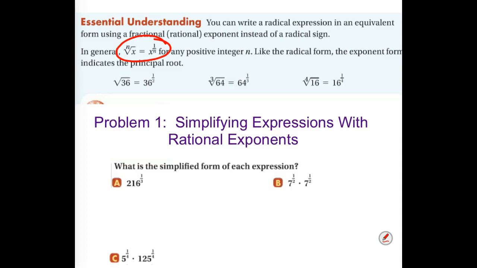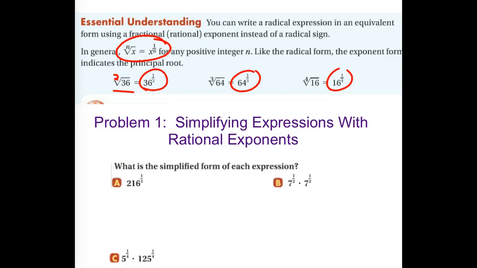Okay? So if I want to take the square root of 36, I can rewrite that as 36 to the 1/2. Whatever your index is here becomes the denominator of your fraction. So a cube root would become a 1/3 power. A fourth root would become a 1/4 power. Does that make sense? Okay.